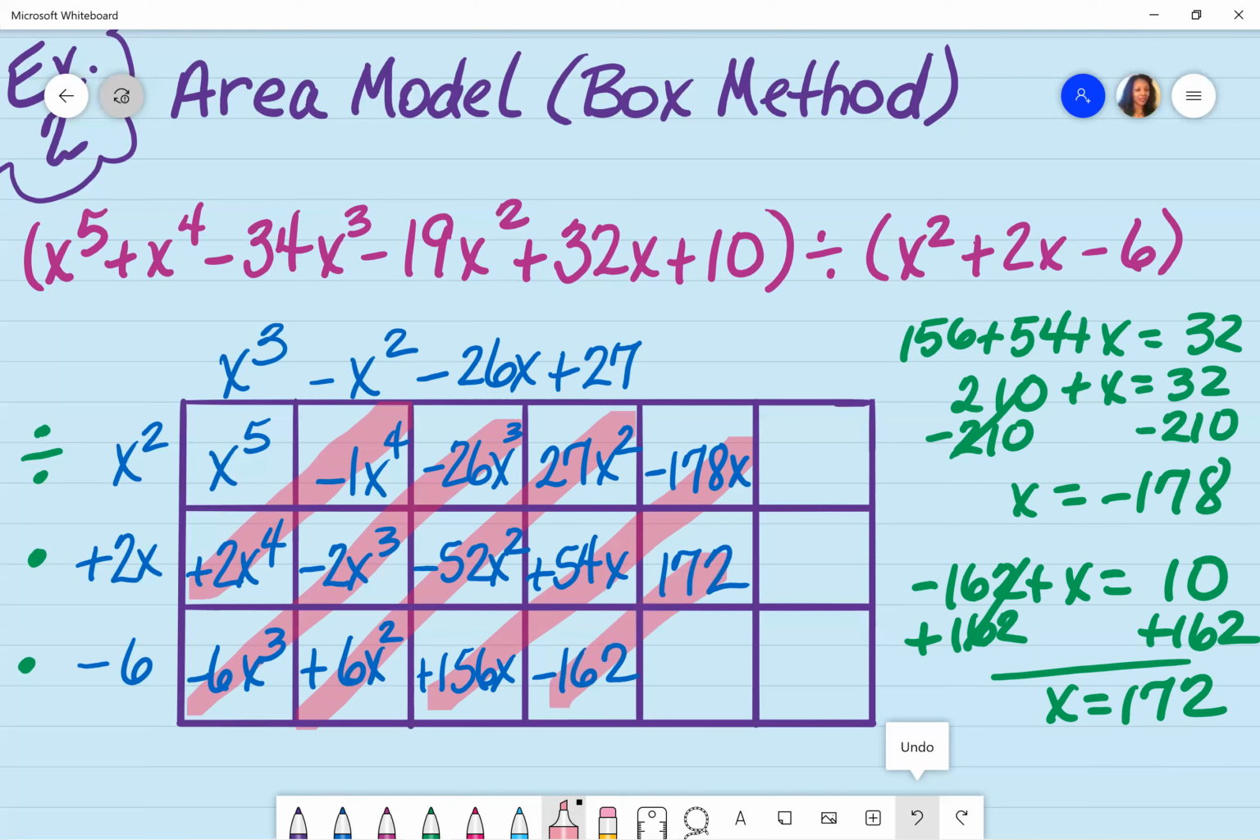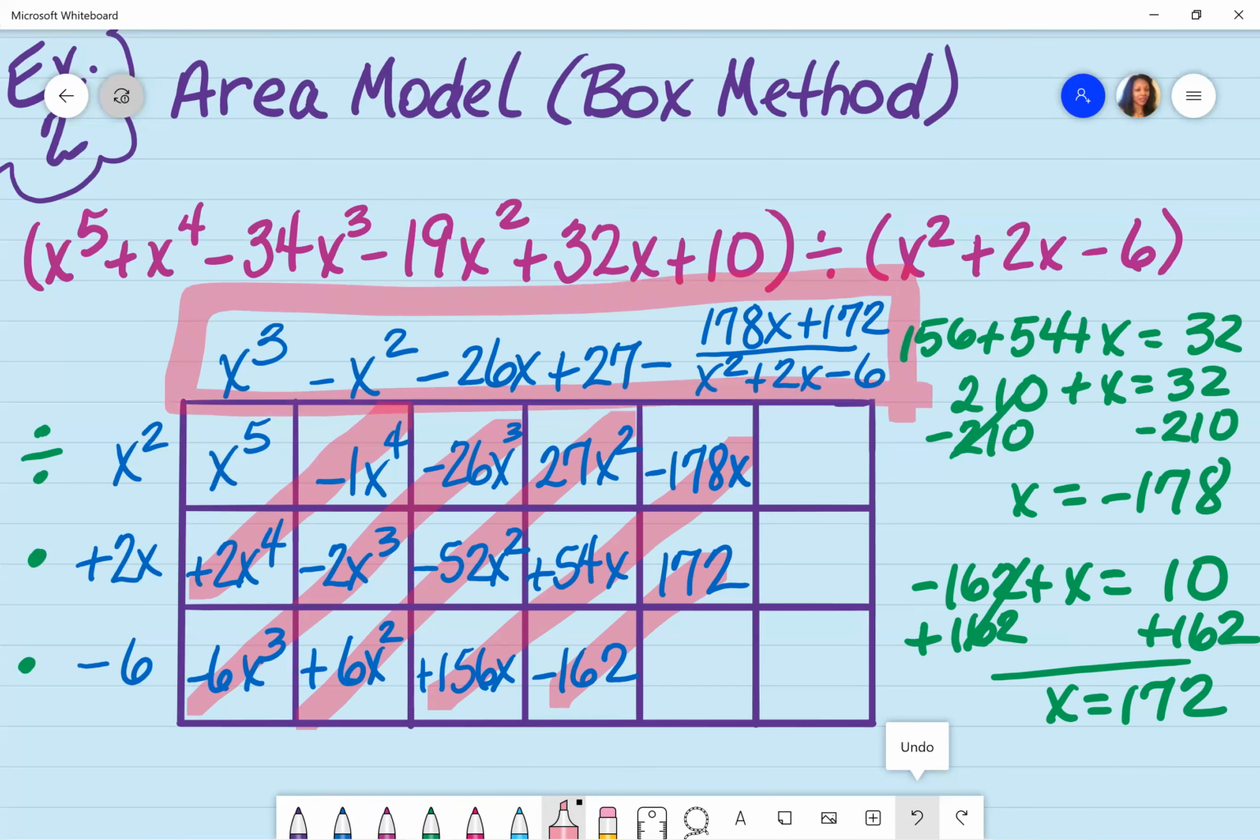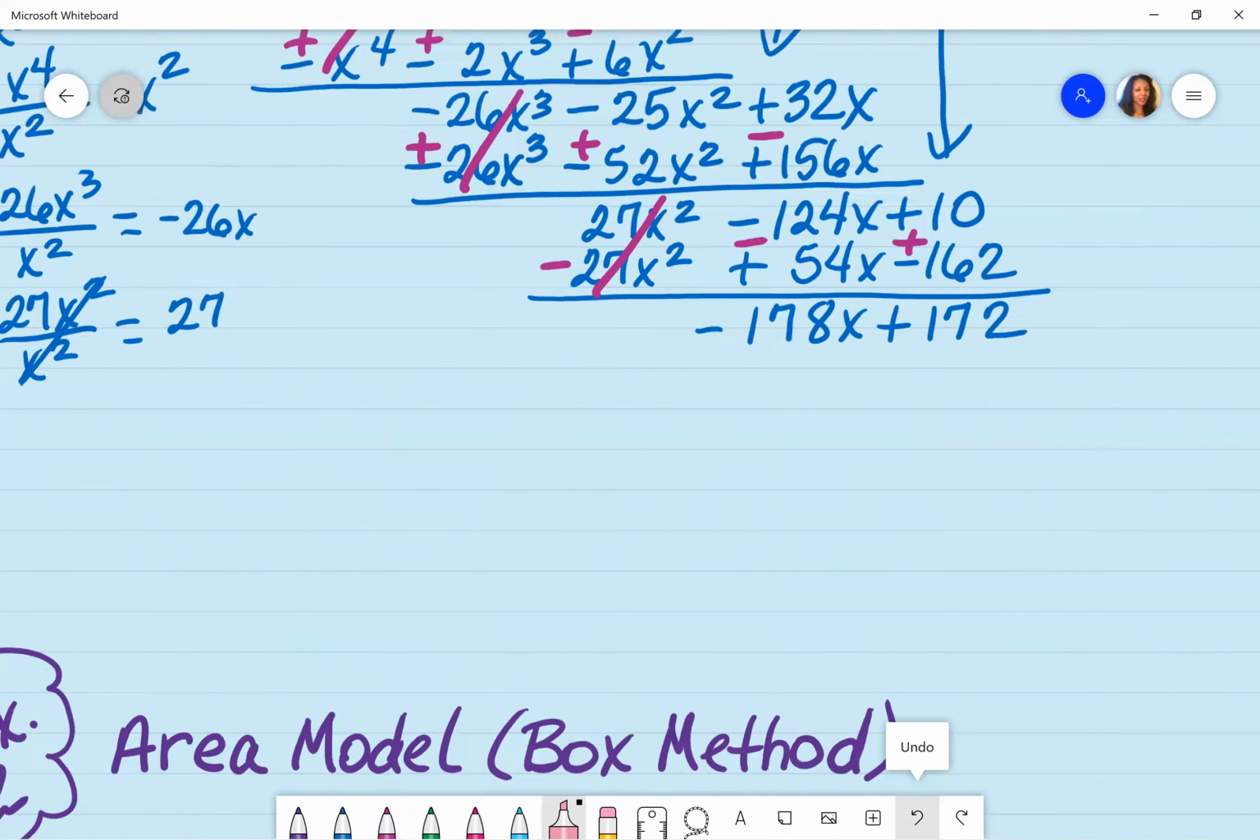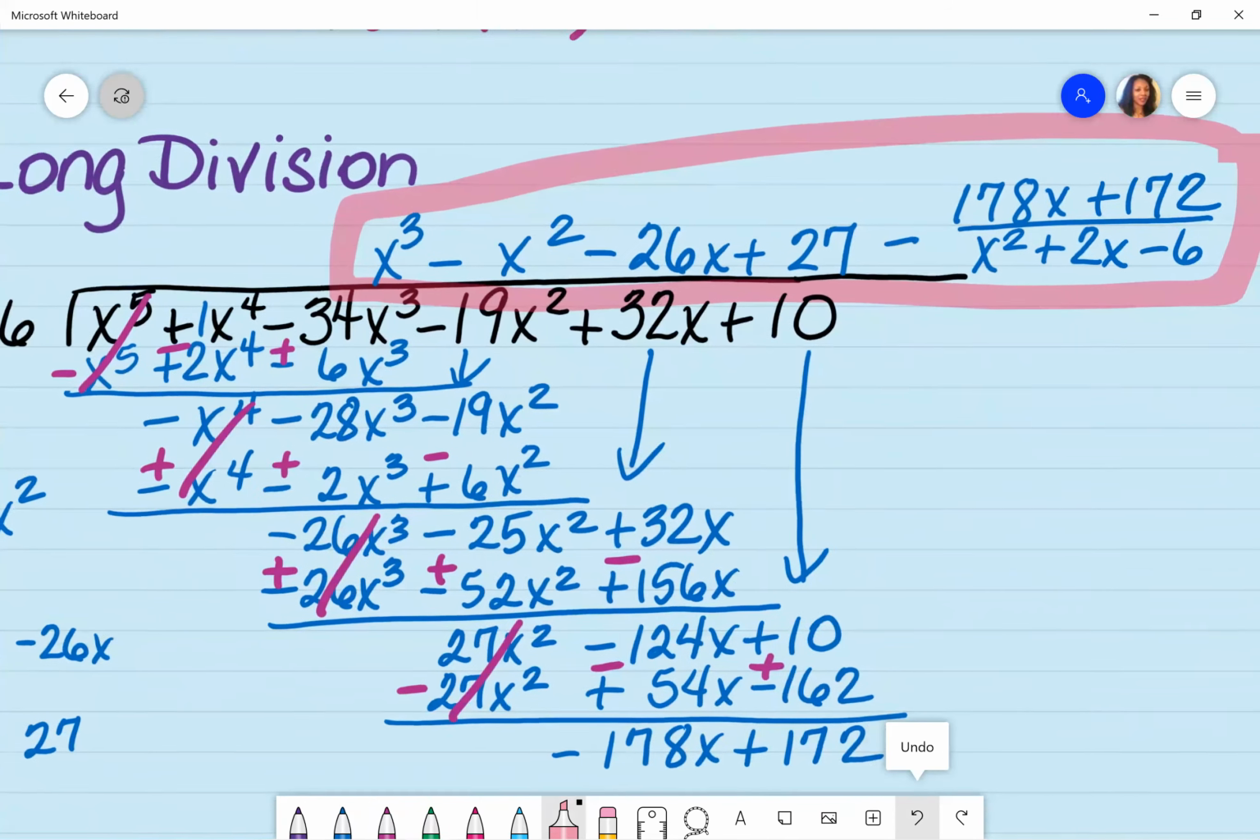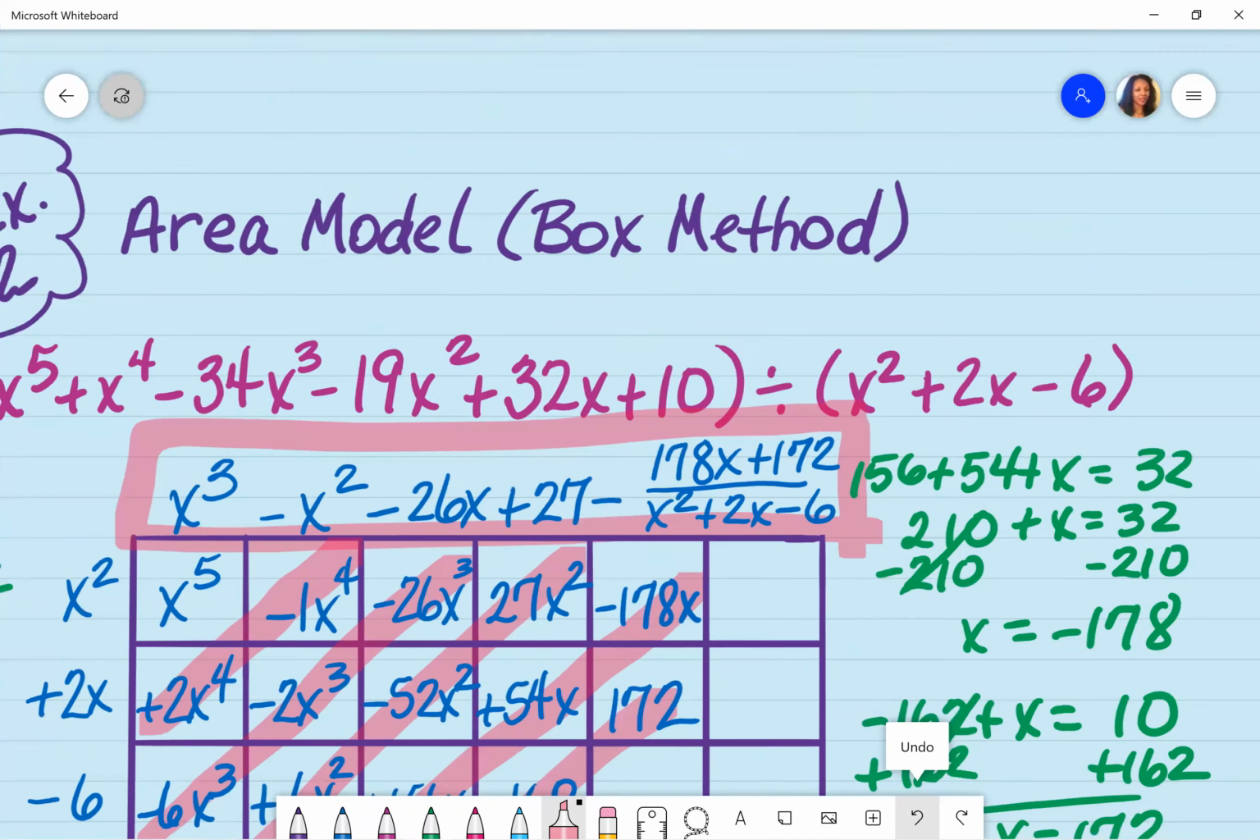Now, what just happened is this is my remainder, all of it. And we saw that a few minutes ago above. And I'll compare the answers here in a minute. So what we need to put here is negative 178X plus 172 all over our divisor, which is X squared plus 2X minus 6. So this is my final quotient using the area model. And again, if you go back up, you will see it's the exact same answer. It's just a different method.